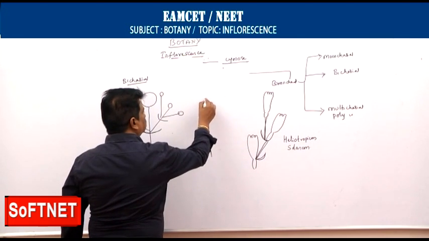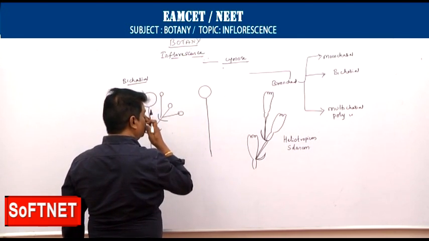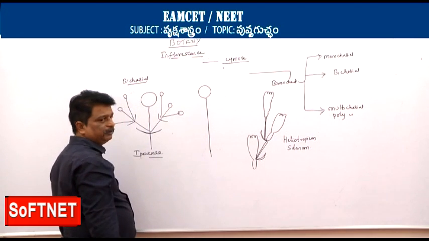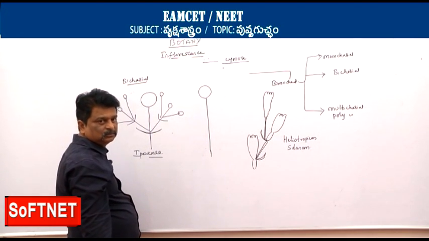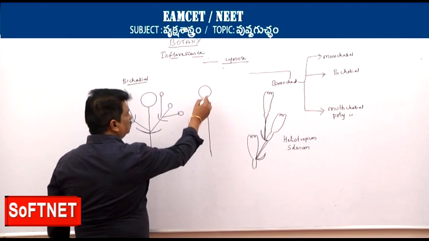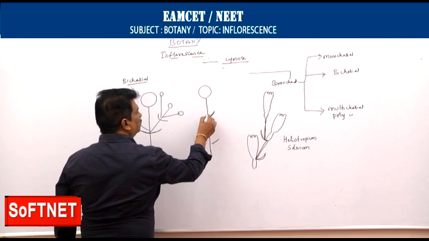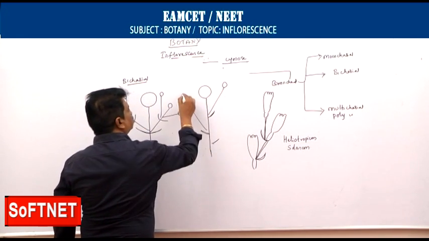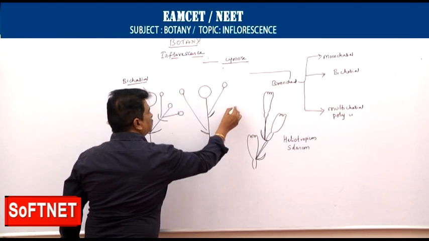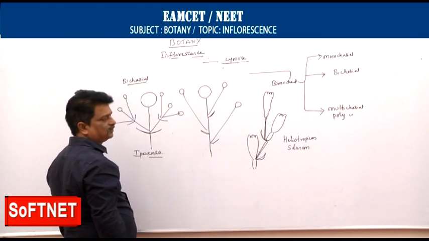Third one, polychasial cyme. In polychasial, the apical bud also ends with a flower. But the point is, below the flower, bracts are formed, minimum 3, which means more than 2. Minimum 3 bracts are formed, they give 3 branches, and these are terminated with flowers.